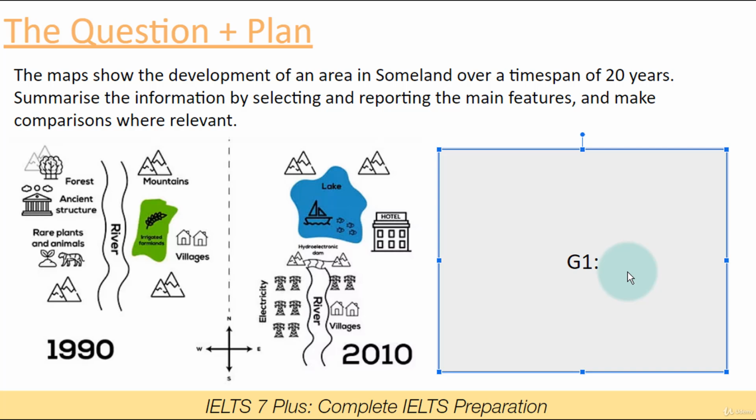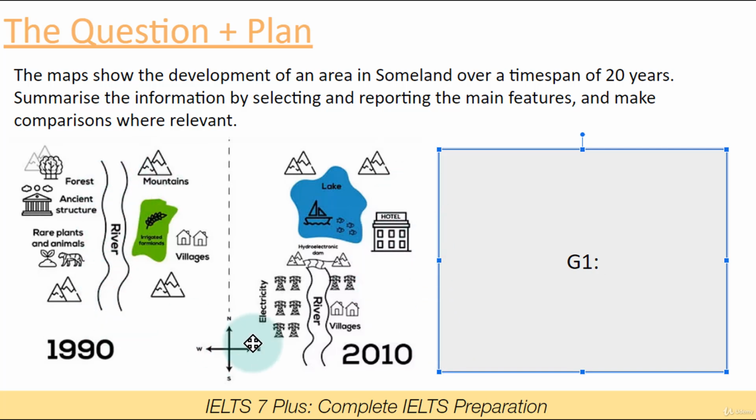With maps, I often like to look for a structure that separates the maps into 2. So the river that runs straight through these maps. So to make it easier to compare, you could say group 1, everything west of the river. And then you can easily compare. So basically both 1990 and 2010 go in the same group. So we could say everything west of the river. And then for group 2, we would say everything east of the river. And then of course I can compare, making comparisons where relevant, and I'm really scoring higher on my task achievement.